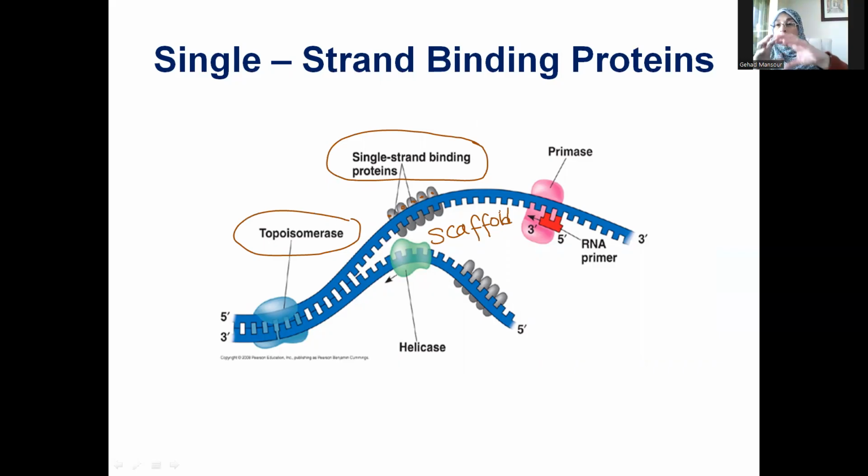You're just inserting them in this site to make sure that the bubble, the two template strands in the bubble, will stay distant apart enough to allow the enzymes to work.